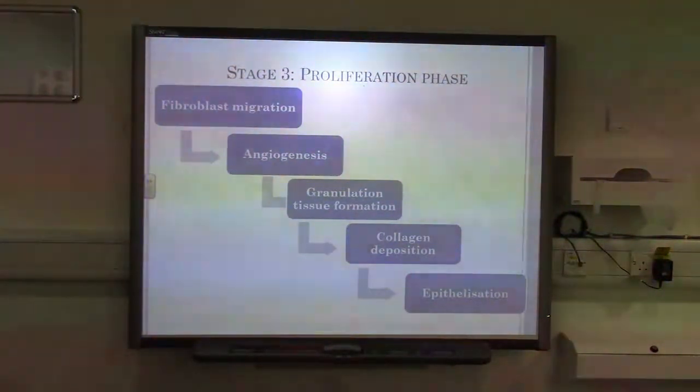So again, we'll go through these slides in detail as we move on, but there's fibroblast migration. The fibroblasts are then needed for the angiogenesis, and so we have a lot more capillaries at the wound bed. Then we have granulation tissue formation, collagen deposition. So when the collagen starts to form that extracellular matrix and the skin integrity is increased, and then our epithelialization.